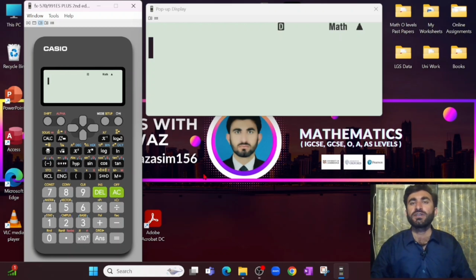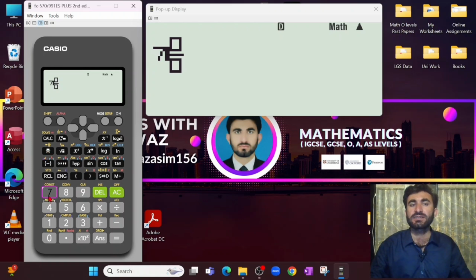In order to convert a mixed fraction into an improper fraction, first we need to write the mixed fraction by pressing shift and the fraction button in the second row. Now we need to write the number. I have taken 7 whole 3 upon 5. Just press equal to, and it will automatically convert it into the improper fraction 38 upon 5.